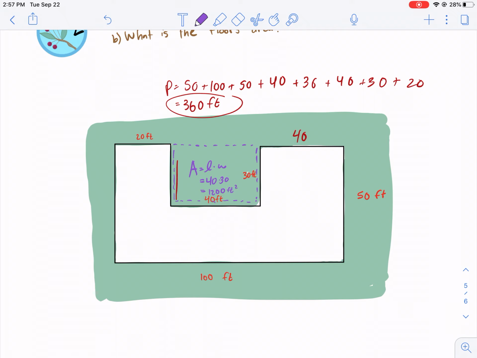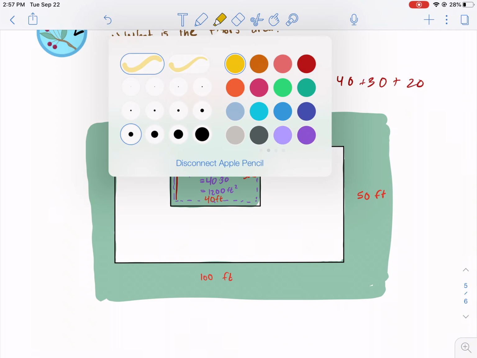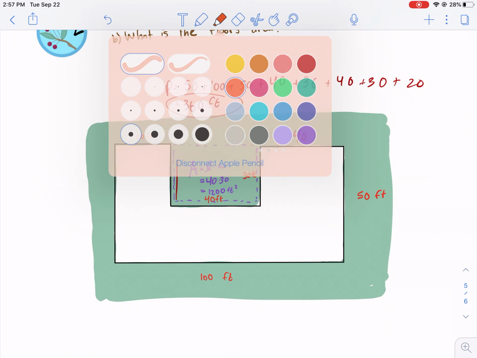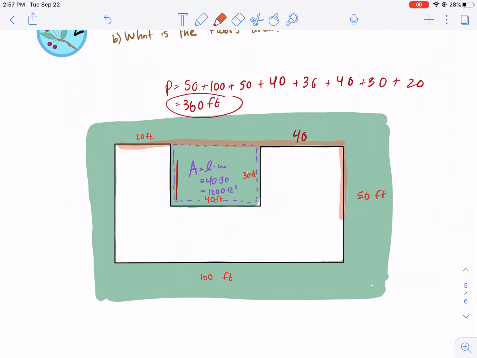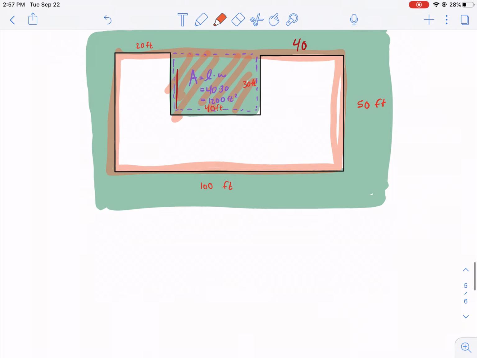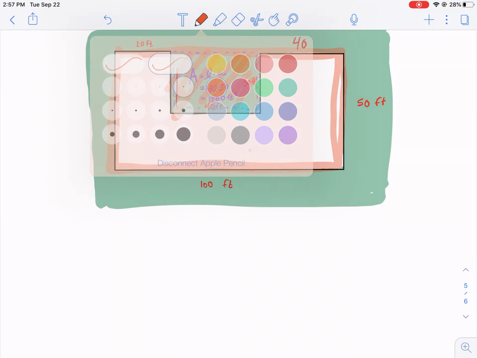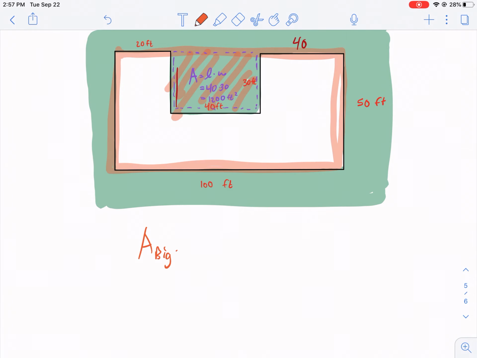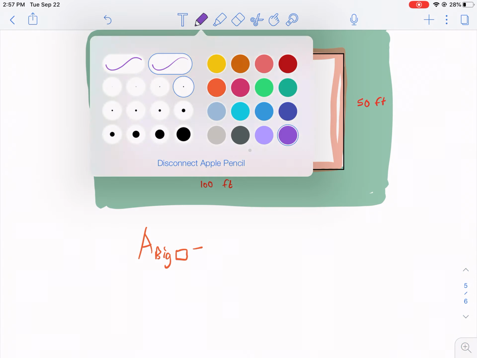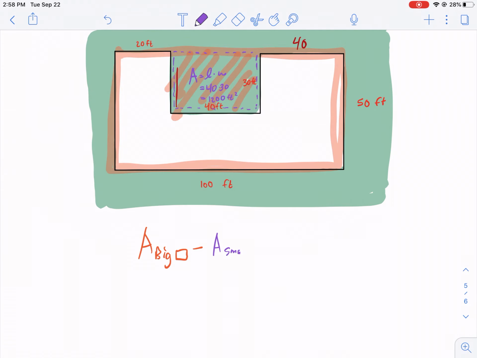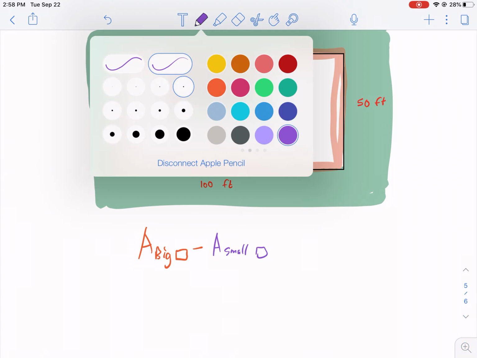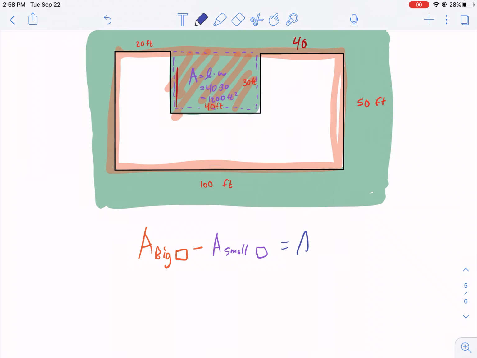Now, that's just the cutout. I still want the whole shape, so what do I do? Well, I got to find, let's go orange, I got to find the area of this big whole rectangle. So if I find the whole area of this rectangle and I subtract this lawn area that I don't want, then I can find the area of the house. So area of the big rectangle minus area of the small rectangle equals the area of the house.